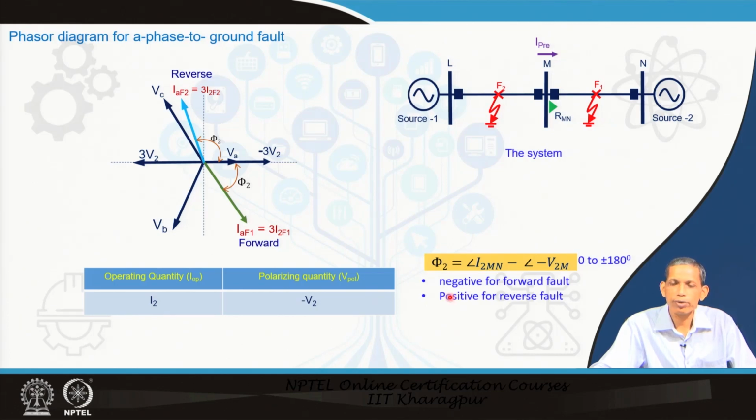And how do we get phi 2? It is the angle of I2 minus the angle of minus V2, as seen by the relay and computed by the relay. I2 is computed from the set of current measurements, and V2 from the set of voltage measurements VA, VB, VC. So, we say that the operating quantity for this negative sequence based relay is I2 and the polarizing quantity is minus V2.